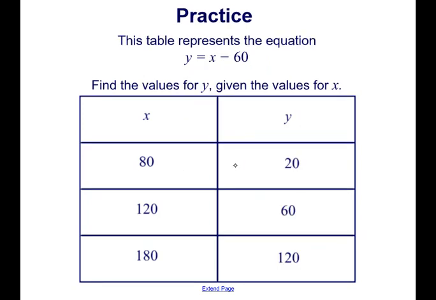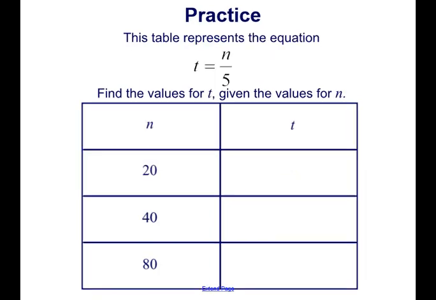So an input of 80, 80 minus 60 is 20. 120 minus 60 is 60. 180 minus 60 is 120. So this table is representing the equation y equals x minus 60.